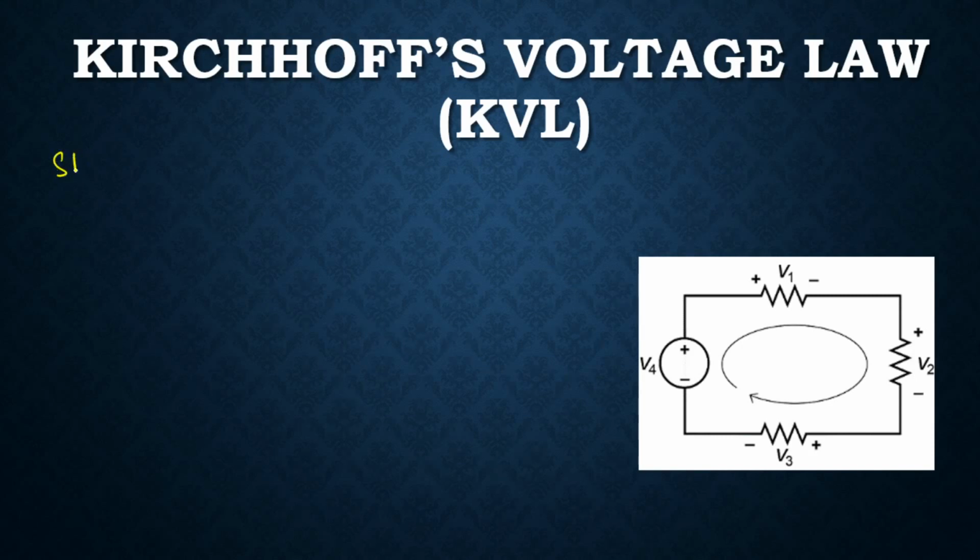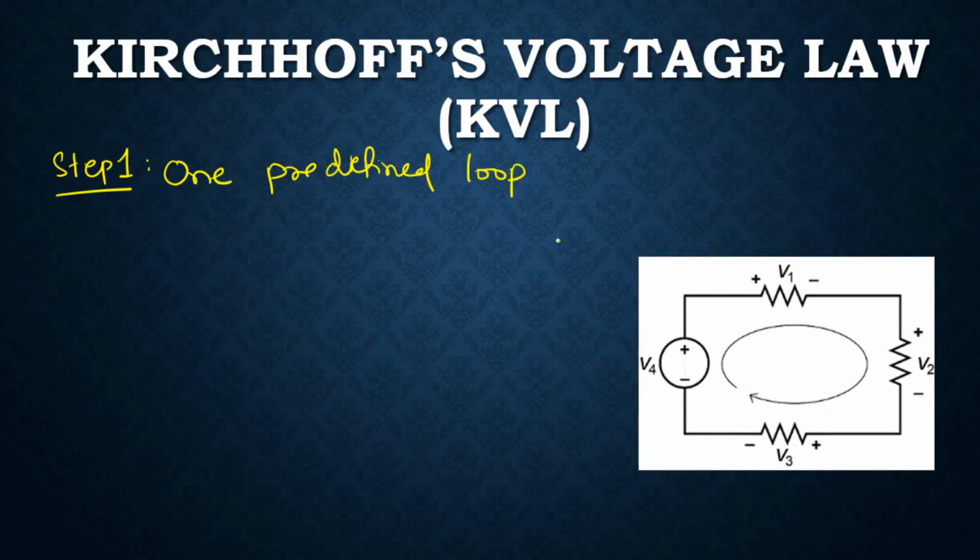So step 1 is you have to use one predefined loop in the circuit, as I have used here. This is the loop which I was using previously before the circuit analysis. Now step 2 will be, when you go through any of the elements. First of all I am going through V4. In the V4 case, the direction of the loop is from the negative end to the positive end.